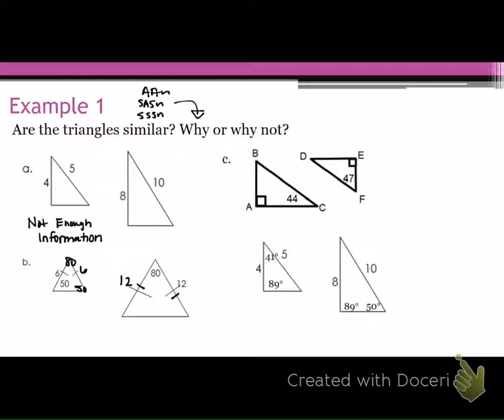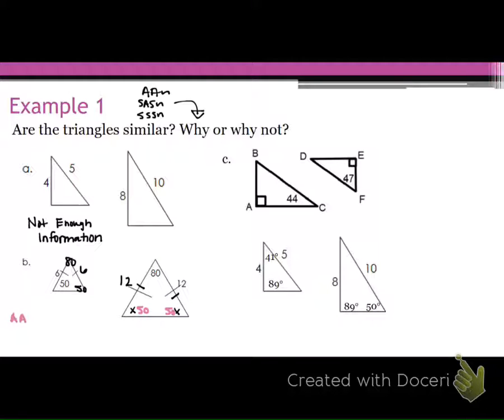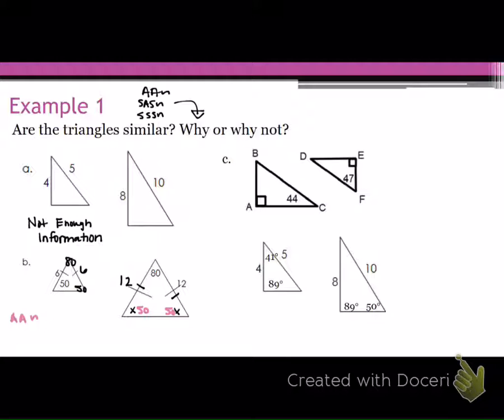Okay, so do we have two angles? Don't we know these two should be congruent, right? So what would those two measures be? So this could be similar by angle, angle, similar. So that's the first way.